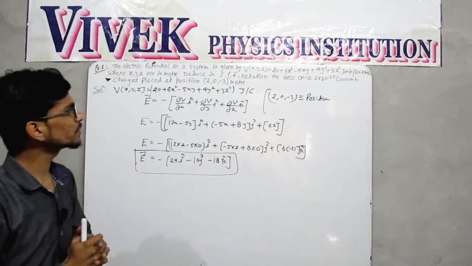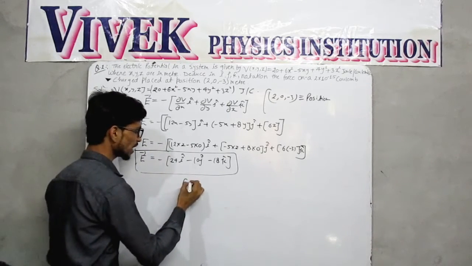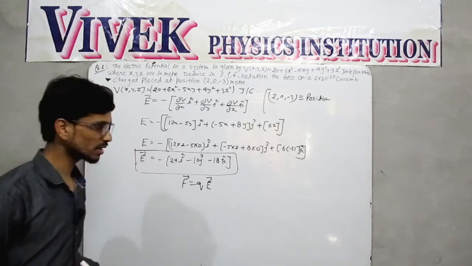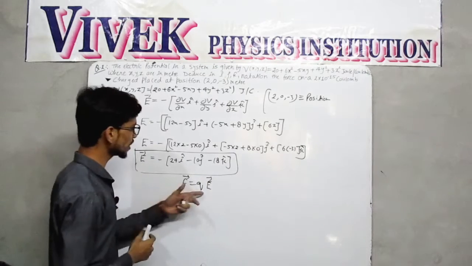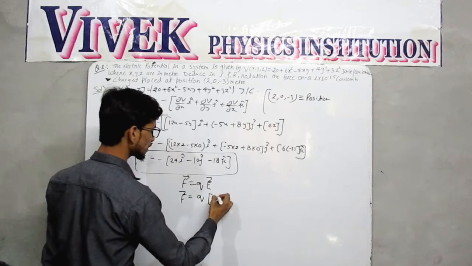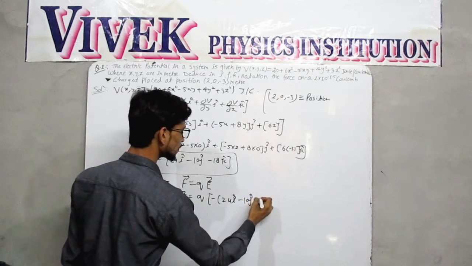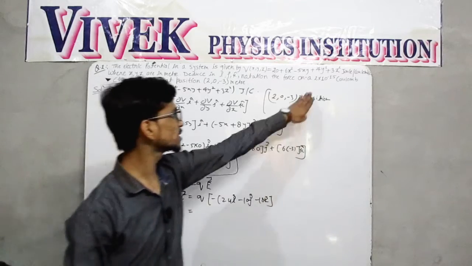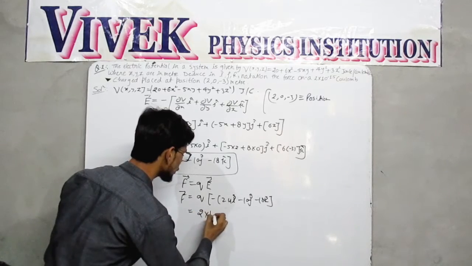Now we have to find the force on a 2 into 10 to the power minus 15 coulomb charge, which is given by F equals QE, where F is the force exerted on the charge placed in electric field E. So let me write down the value of the electric field here: F equals Q into minus 24i minus 10j minus 18k. And the value of the charge is given to us, 2 into 10 to the power minus 15.